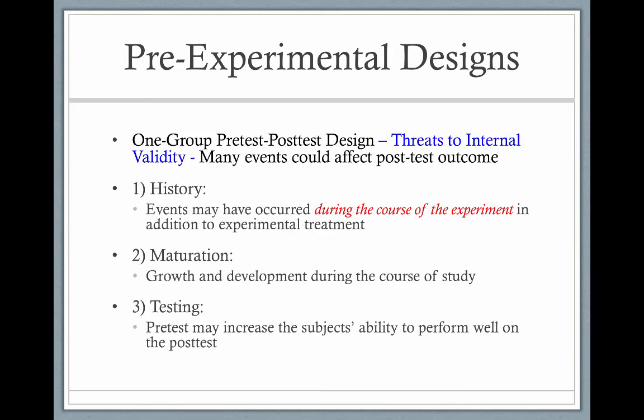There are a lot of threats to internal validity. History, remember this is going back to last week, events that may have occurred during the course of the experiment in addition to the experimental treatment. Maturation, growth, or development that could occur during the course of a study. Testing. The pretest may increase the subject's ability to perform well on the post-test. So we don't have a group that didn't get the pretest. We don't have a control group.